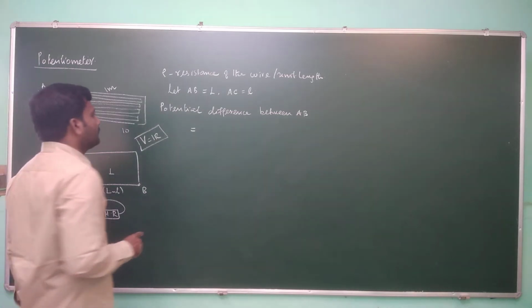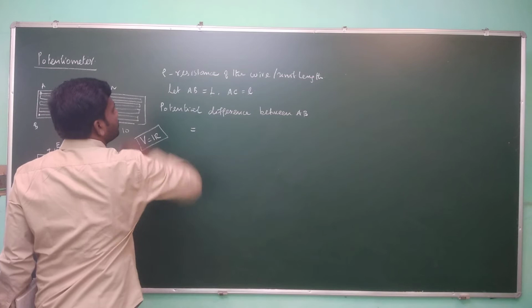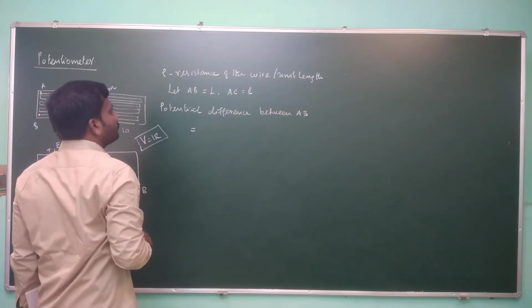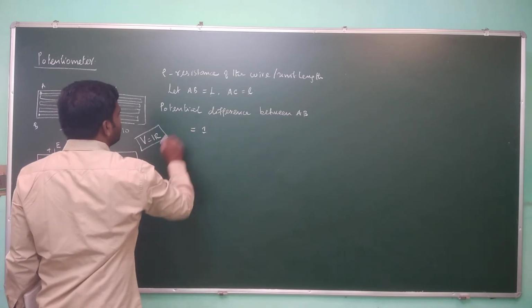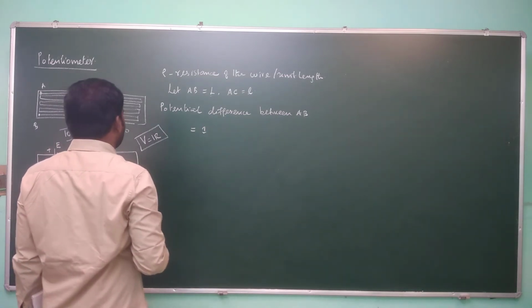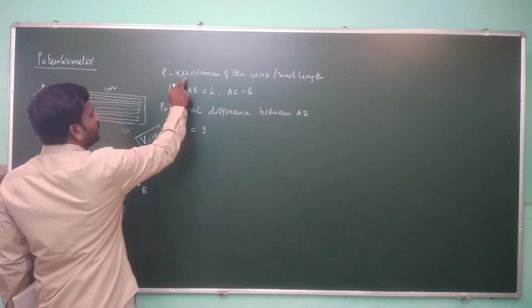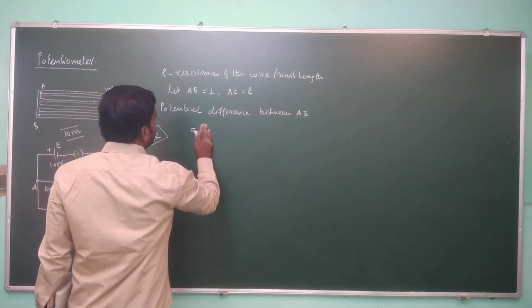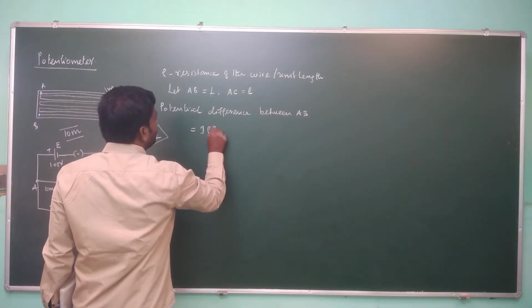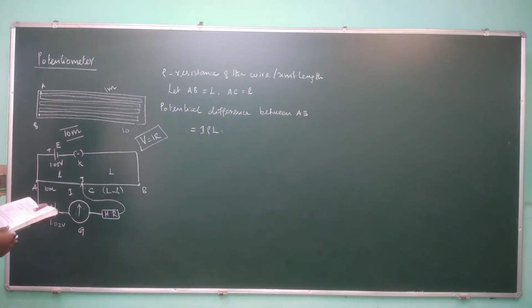Now what is R? We know the length and we know the resistance of the wire per unit length. So on this side it is I, and what is R? For the entire length, R is nothing but resistance per unit length multiplied by total length, so I multiplied by rho into capital L. Fine.